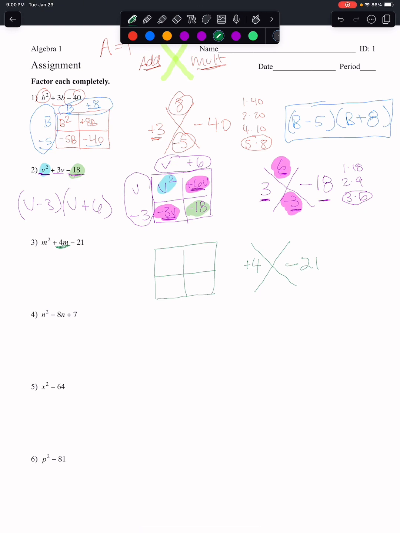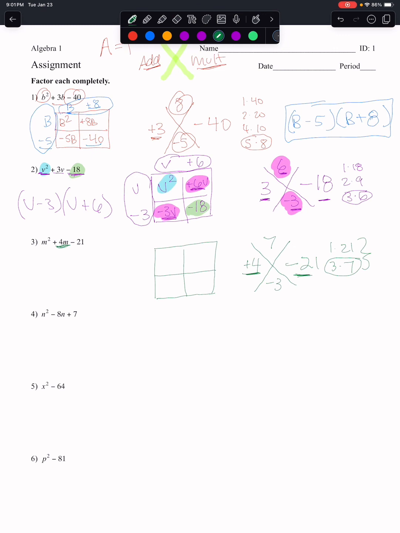Now we have to figure out what times what multiplies to give us 21. Well, 1 times 21, 3 times 7. Now we have to figure out which of this group right here we can add or subtract to give us a positive 4. And 7 and 3 happen to be that, because 7 minus 3 is 4, and then 7 times negative 3 is negative 21.